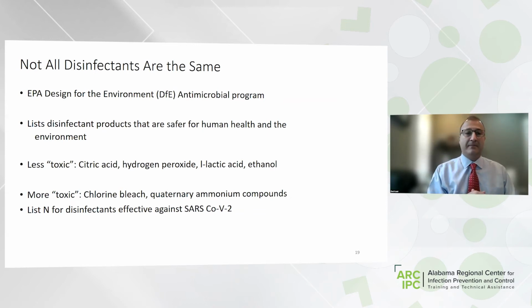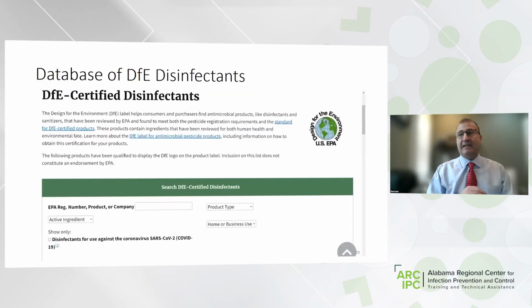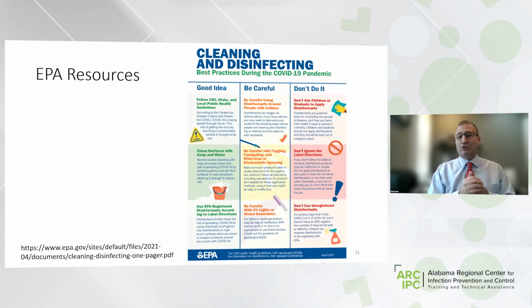And if you look through this DFE list, you'll find those that are classified as less toxic, like citric acid, dilute hydrogen peroxide, L-lactic acid, and ethanol. And you can find some that are listed as more toxic, like chlorine bleach, quaternary ammonium compounds, and others. The EPA has also provided us with a very useful list called List N, for disinfectants that are effective against SARS-CoV-2. This List N is something that I will teach you how to use, but I want to show you first a snapshot of the website for the DFE certified disinfectants. And you can look it up on this website and figure out which one would be safe for the user and the environment.